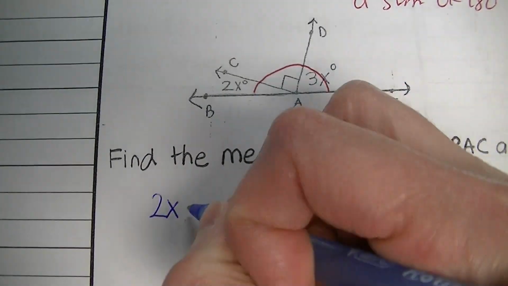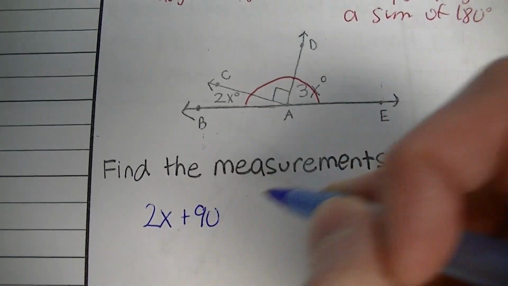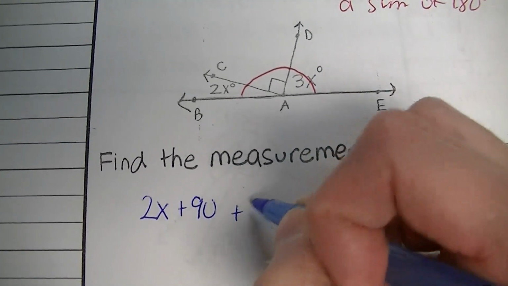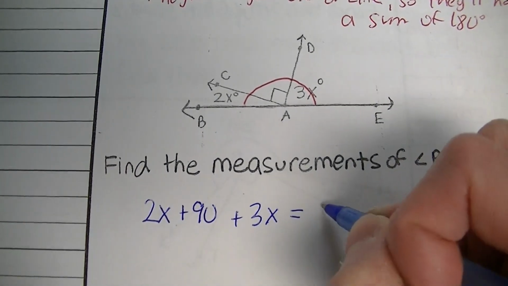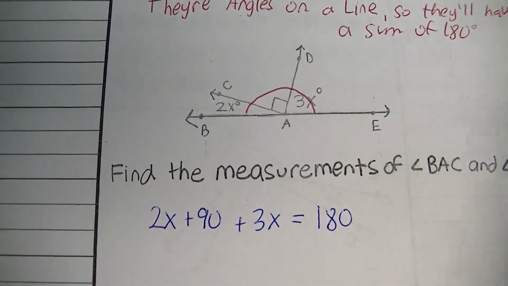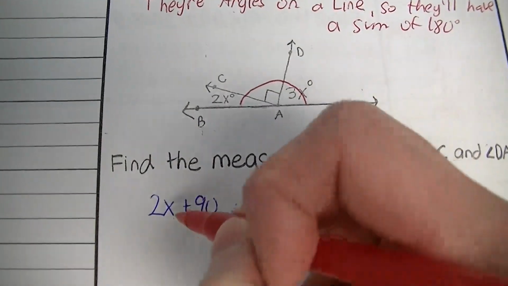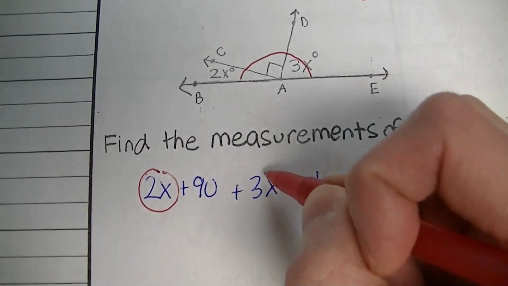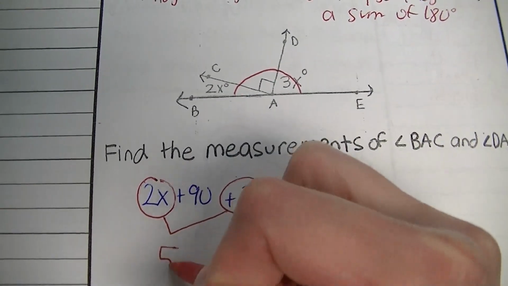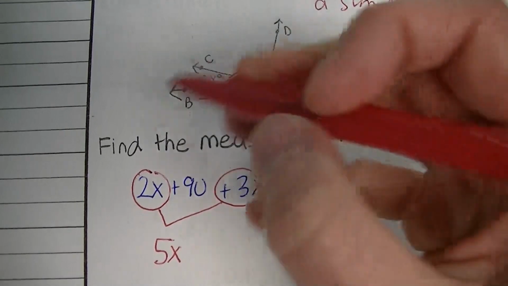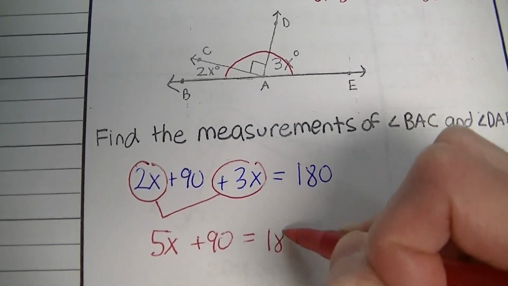This next angle is 90 degrees as indicated by this box. That's what that means. And then that third angle is represented by 3x degrees. And since they're angles on a line, they'll have a sum of 180 degrees. Now before you can build it, you need to make sure that you combine your like terms. So we have 2x plus 3x. 2x's plus 3 more x's gives you 5x's. And then bring down your plus 90, your equal sign, and your 180.